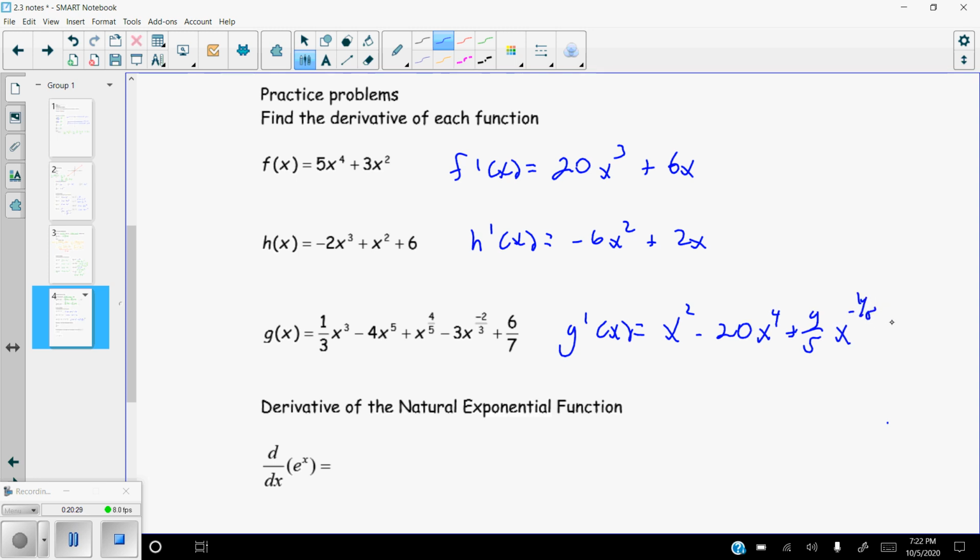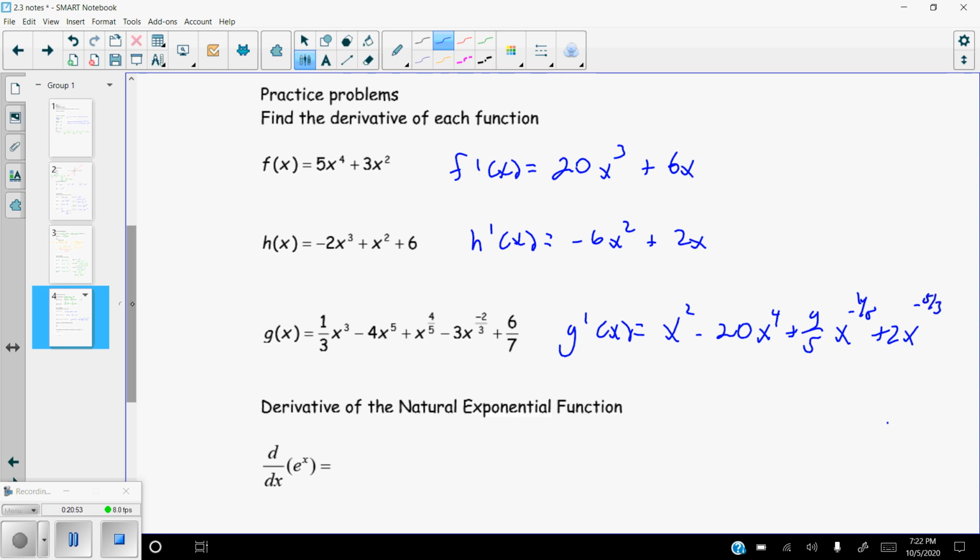And then in the last piece, I've got negative 3 times negative 2/3. That's going to be 6/3 or 2. So that's going to actually be plus 2 x to the negative 5/3, subtracting 1 from negative 2/3. And then the derivative of 6/7 is a constant. It's 0. So there we go.